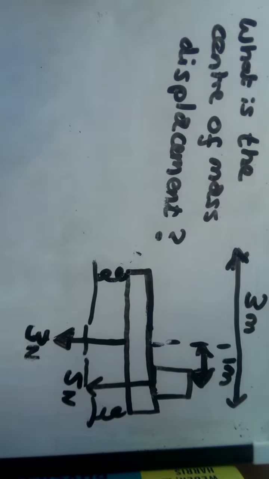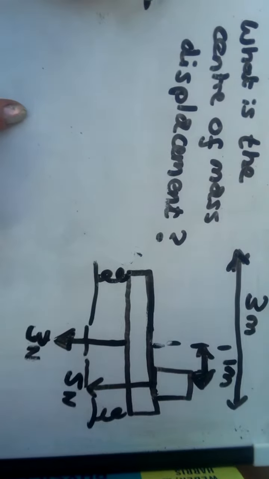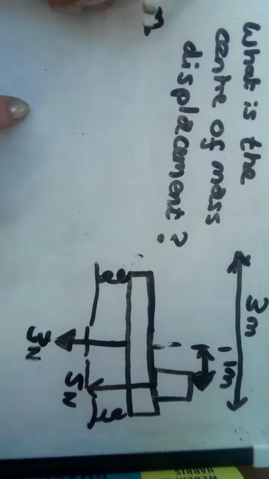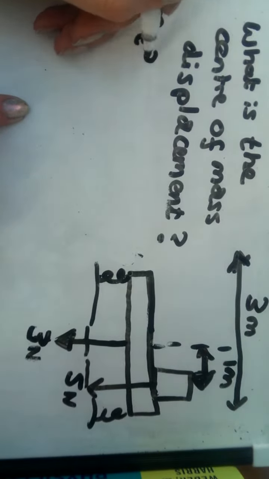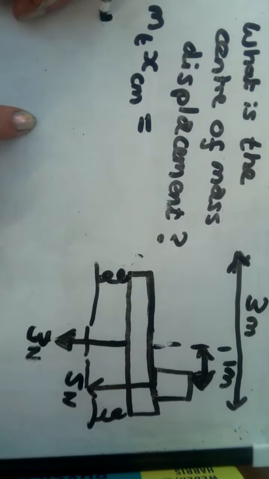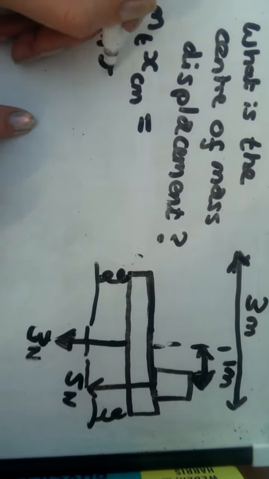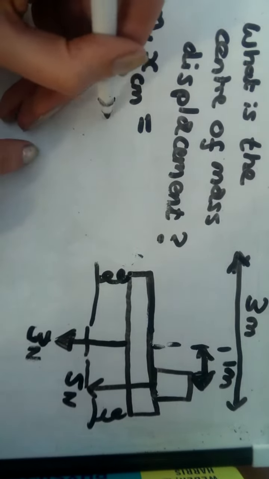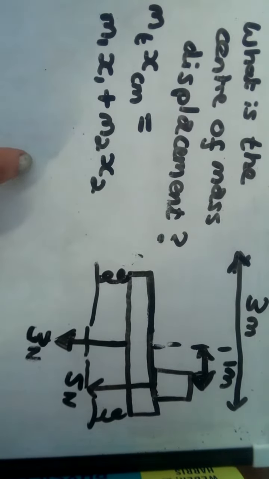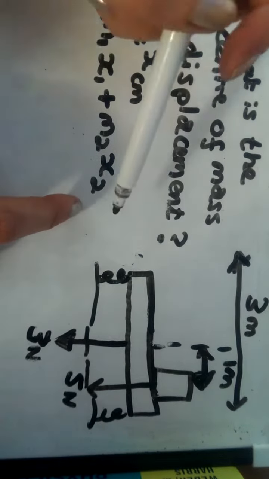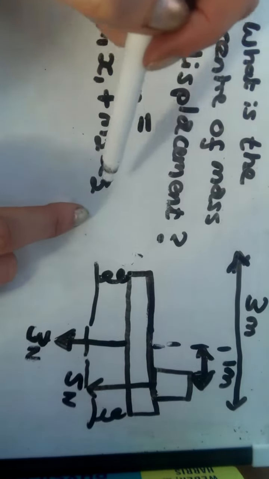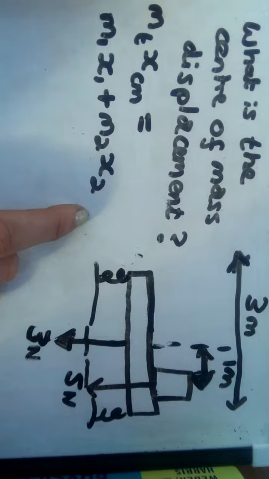To find this centre of mass displacement, you just use a really simple equation, which is that the combined total mass times the centre of mass displacement equals our first mass times its displacement plus our second mass times its displacement as well. Generally, if there were more objects, this could be continued on. So if instead of my example I decided to include a third object, I would just add m3 x3.